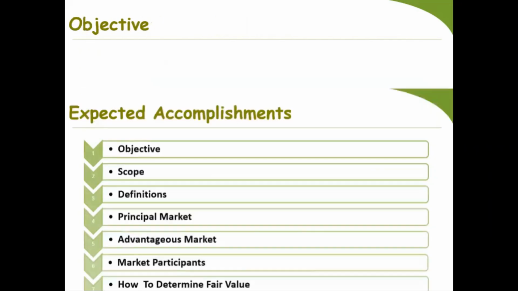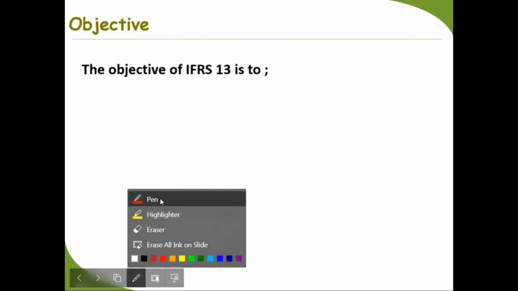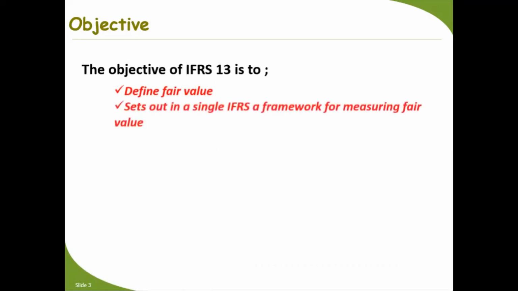Okay, so let's start with the objective of this standard. The objective of IFRS 13 is to define fair value. It means this standard gives us the guideline on what fair value is. Then it sets out, in a single IFRS, a framework for measuring fair value. It provides us the framework for how to measure and determine fair value. Then it covers the disclosure requirements about fair value measurement.